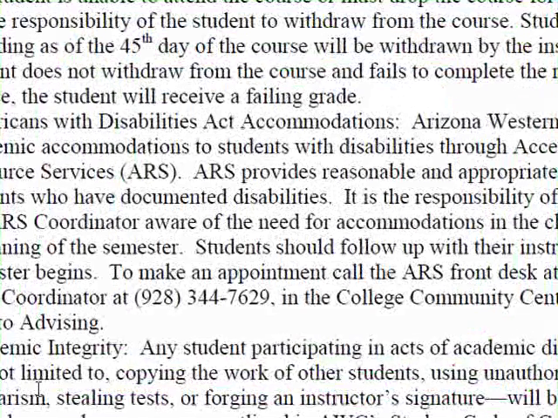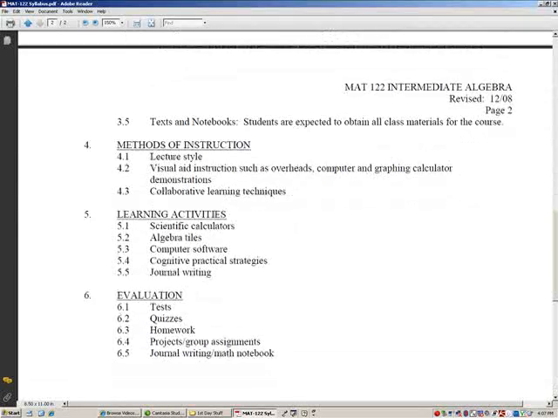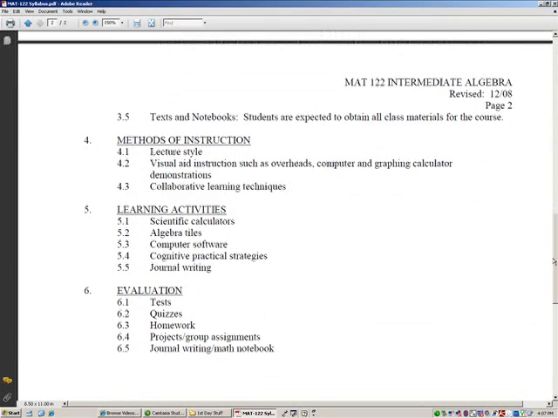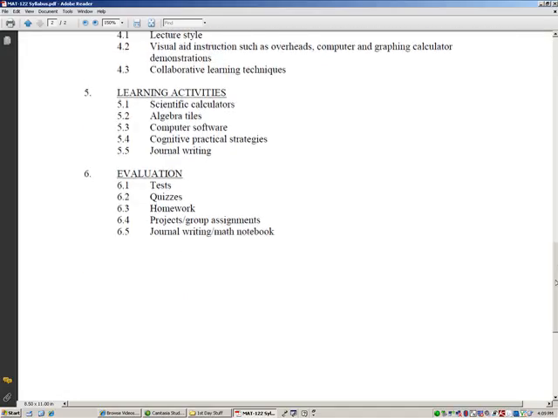Academic integrity. Cheating. Don't cheat. Text and notebooks. You're expected to have all the materials for the class. Methods of instruction. We'll have some lectures. We'll do some in-class work, group work, visual aid instruction, learning activities. You got scientific calculators. Those are if you want one, and you don't even need a scientific calculator in this class.